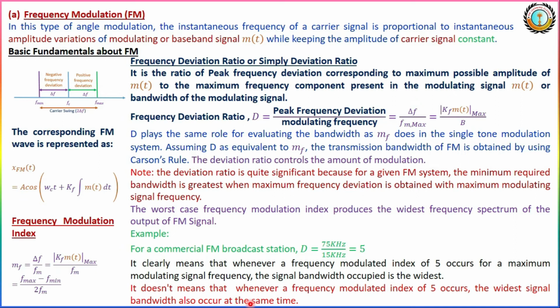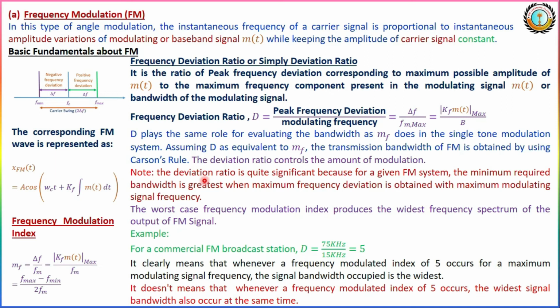The widest signal bandwidth occurs when both things are there: one is the modulation index and the other is the maximum modulating signal frequency. If we have that, then that gives a significant outcome, that is our deviation ratio. So the deviation ratio is an important part of FM.